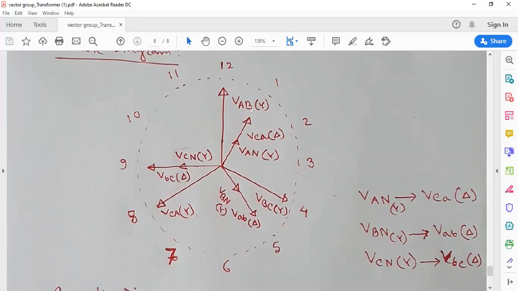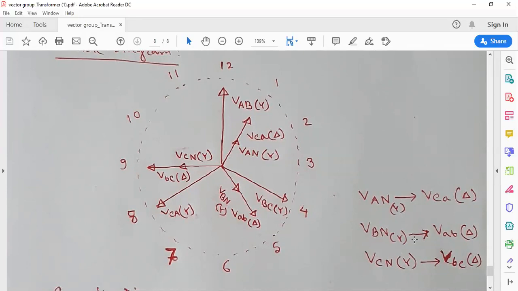We haven't done the phase voltage of the Y connection yet. We know the Y connected phase voltage lags line voltage by 30 degrees. This is the line voltage, so 30 degrees lagging. This is the phase voltage VAN, 4, 1 plus 4 equals 5. VBN, 5 plus 4 equals 9. VCN. This is the complete diagram.